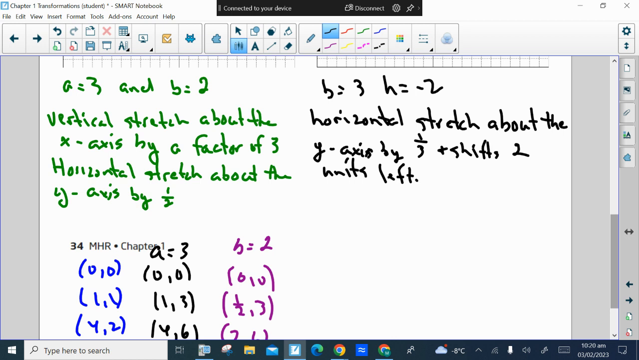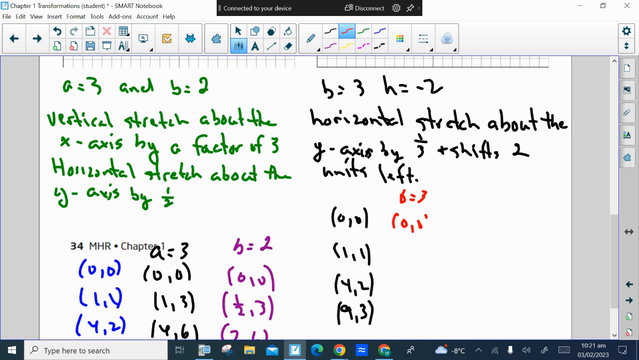So we'll do the same thing as we did before. We'll start with those same points. And we'll do all of our transformations to those points. The first one being when b is 3. As we said, that's going to cause a horizontal stretch by a factor of a third, which means all the x values, because horizontal goes left and right, and it's our x values that go left and right, all our x values will be multiplied by a third. So it won't change that first point, but the other points, the x values will change.